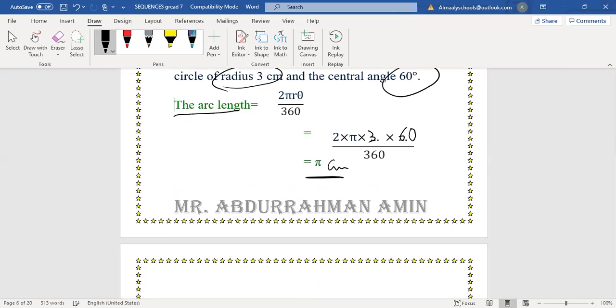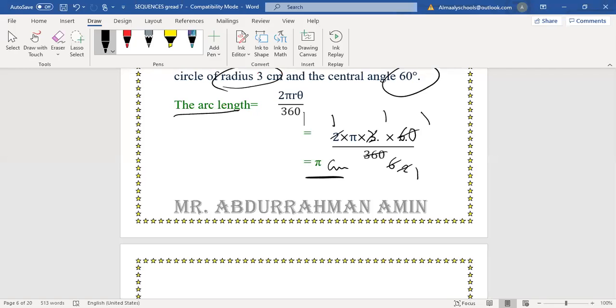60 divided by 60 equals 1, 6 divided by 3 equals 2, 2 divided by 2 equals 1. So the length of this arc equals π centimeters. Fine. Any problem? No.